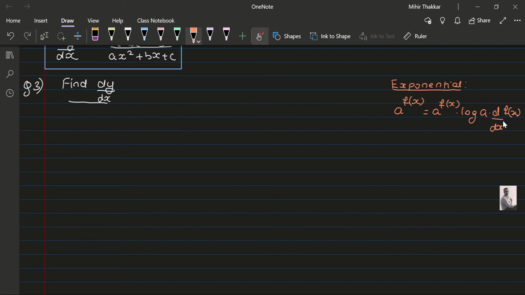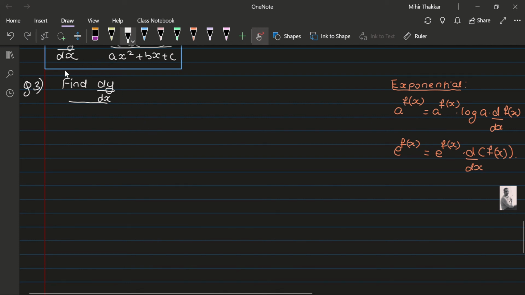Otherwise, the second formula that we had seen was e raised to f(x). And what is the derivative of e raised to f(x)? It is e raised to f(x) into derivative of f(x). So either one of the two formulas will be applied depending on what type of question is given to us.